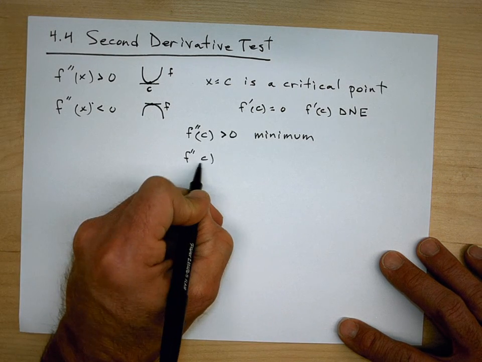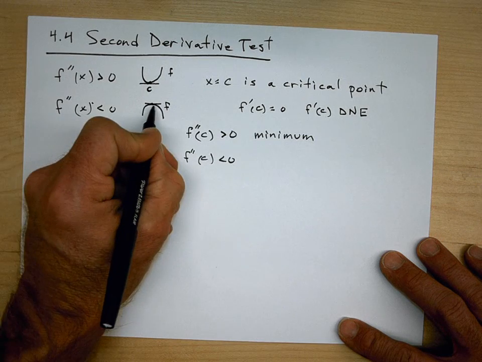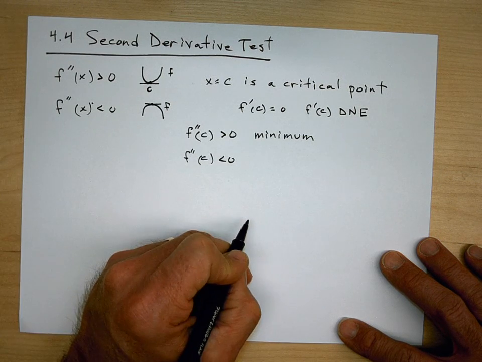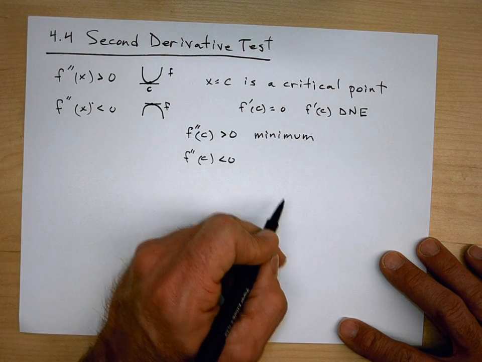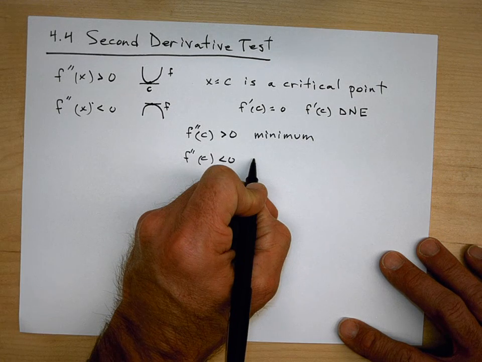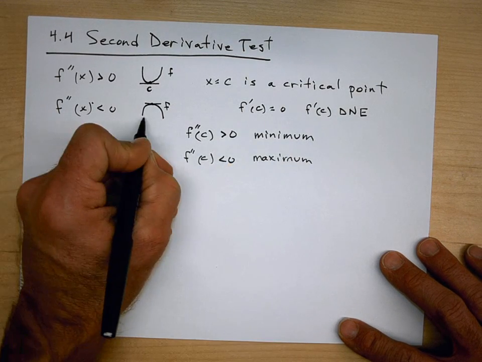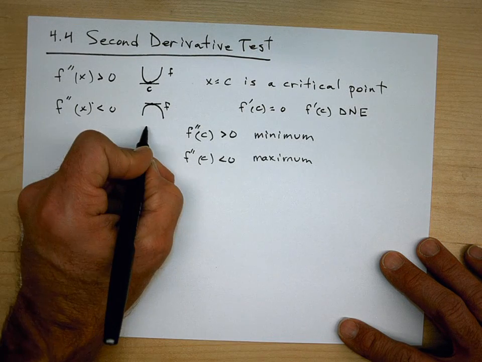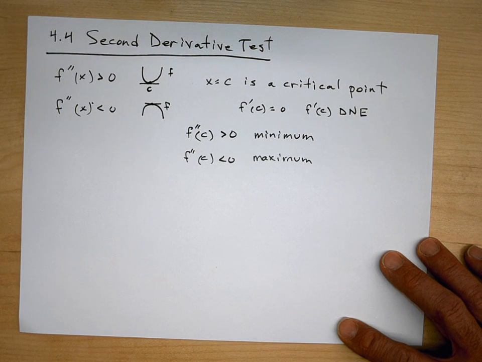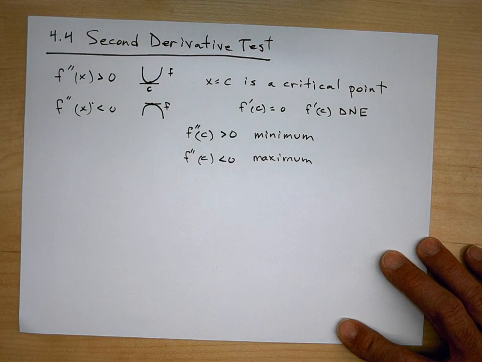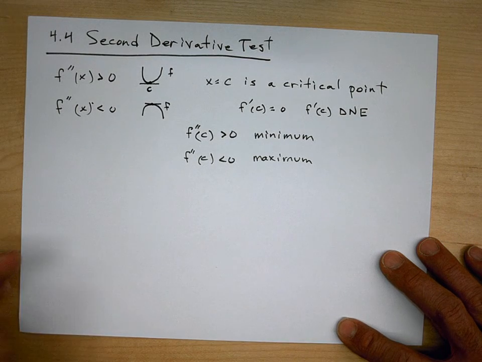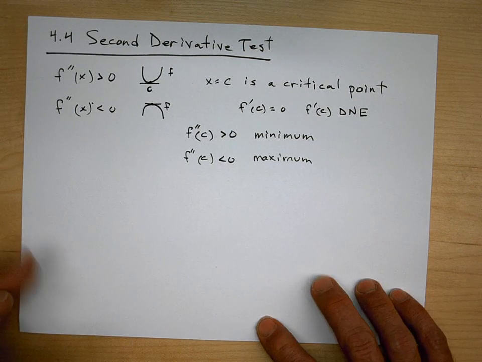Whereas if the second derivative is negative, then we have this situation going on. Again, it's the second derivative evaluated at whatever our critical point is. So in this case, we would have a maximum, because our critical point is at the top of this concave down shape. So what I would like to do is just go through two examples of how to use this.